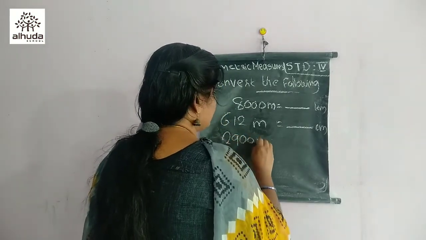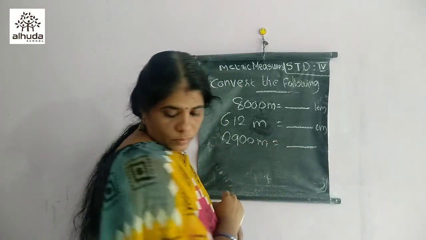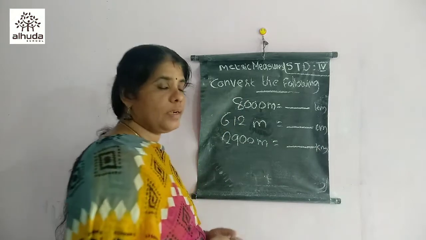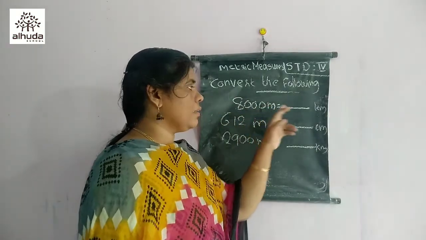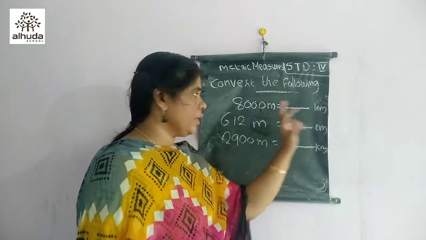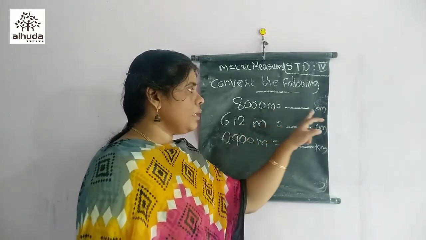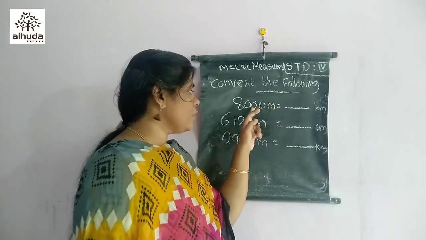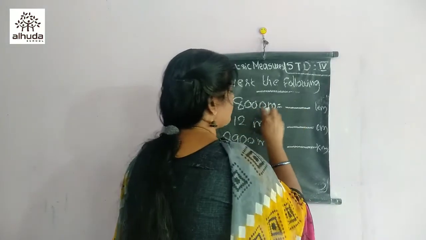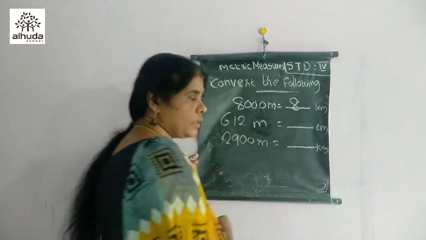2900 meter is equal to dash kilometer. So here we are converting 8000 meter. How much kilometer? Here we are converting a smaller unit to a higher unit. So 8000 meter, that division will come. So with what number we are dividing? Dividing by 1000. So 8000 meter is equal to 8000 by 1000, 8 kilometer.